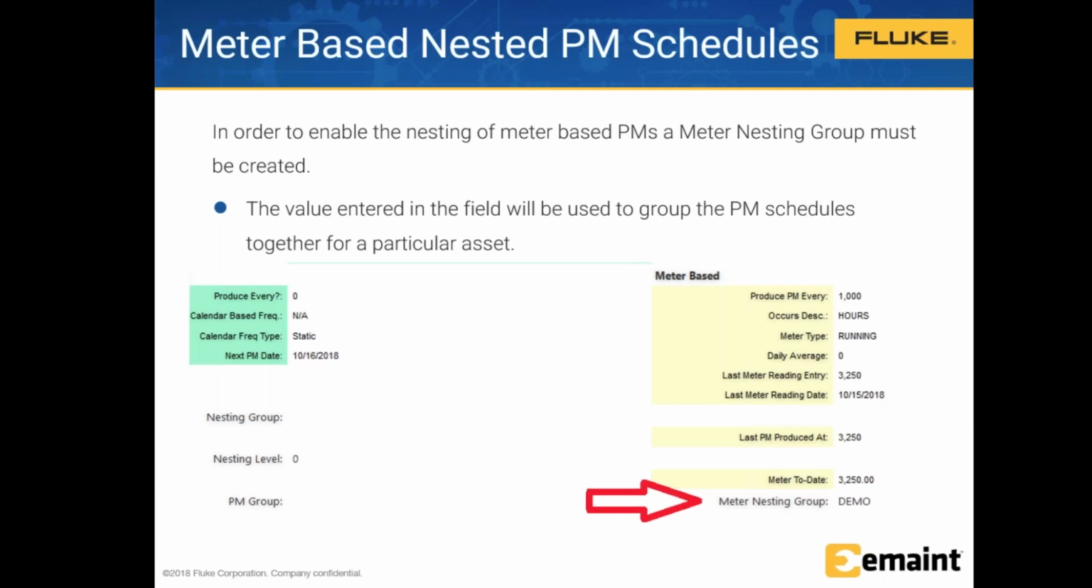In order to enable the nesting of meter-based PMs, a meter nesting group must be created. As you can see down here in my example, I have this field titled meter nesting group, and I have a value here. I entered in the text demo. What I want you to note here is that the value entered in the field will be used to group the PM schedules together for that asset. So when I have my asset, if I create 3, 4 different PM schedules and they all have the same meter nesting group value, then the system will pool those together. And that's how it knows which ones need to have nesting applied to them.